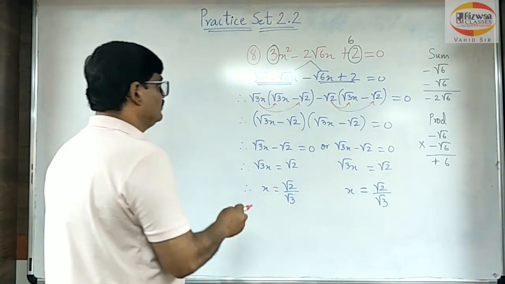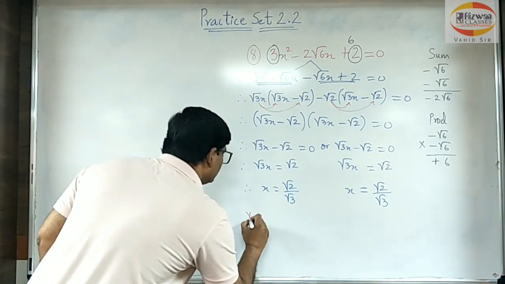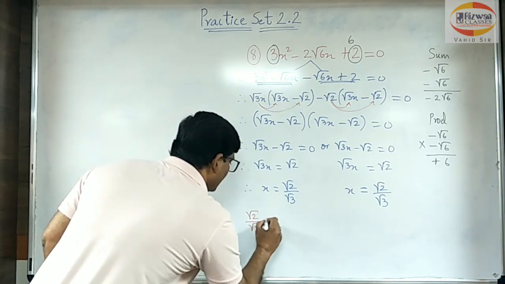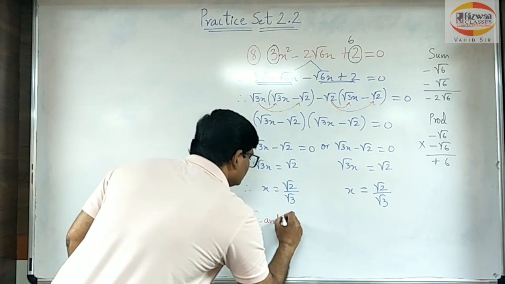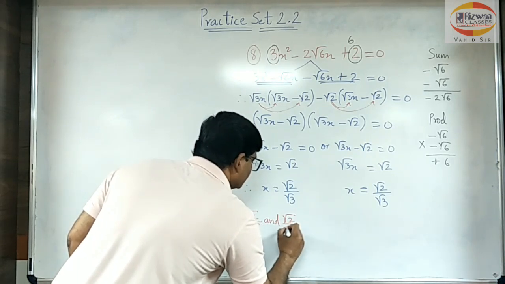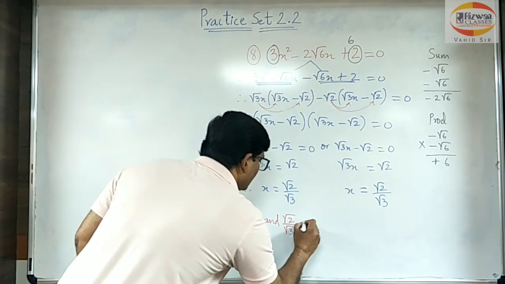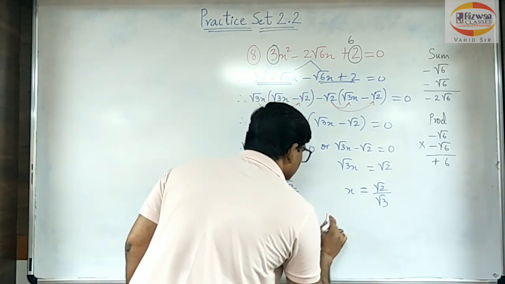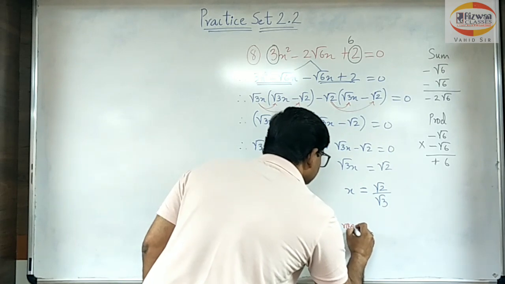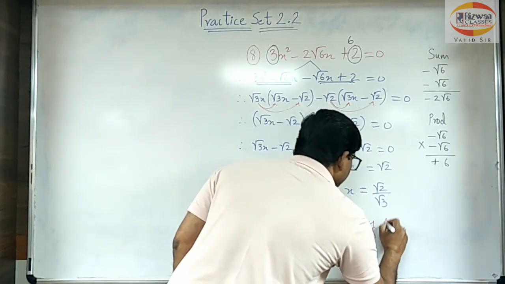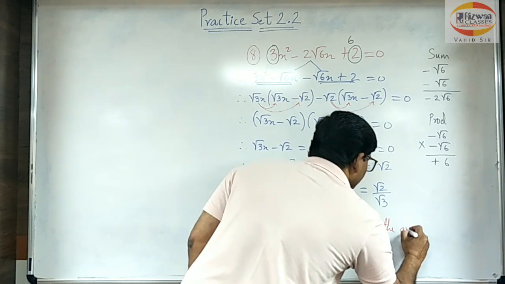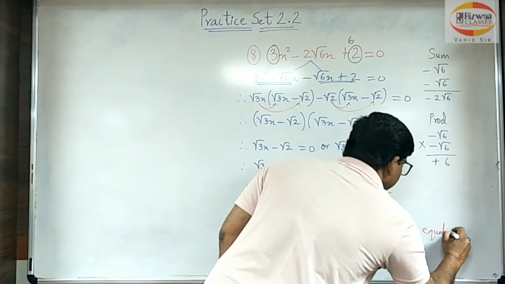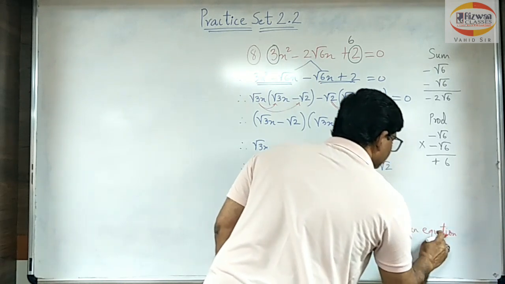Now therefore what are the roots you are going to get? You are getting the roots: root 2 upon root 3 and root 2 upon root 3. Root 2 upon root 3 are the roots of the given equation. That's how the thing comes up.